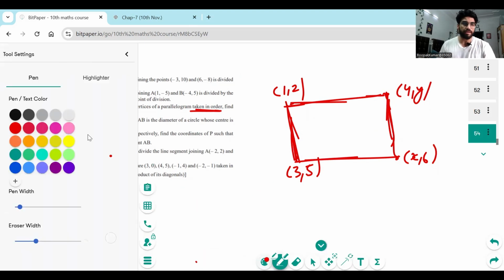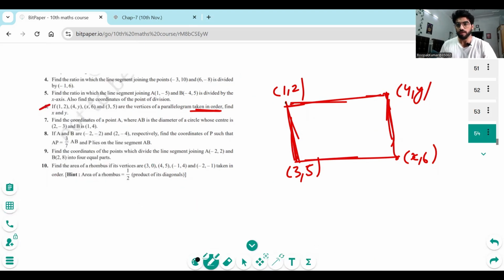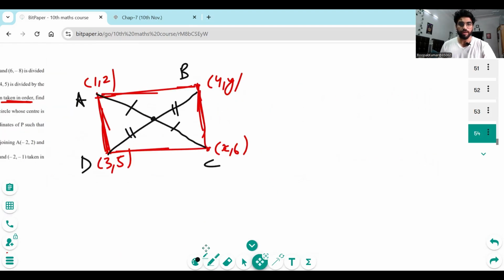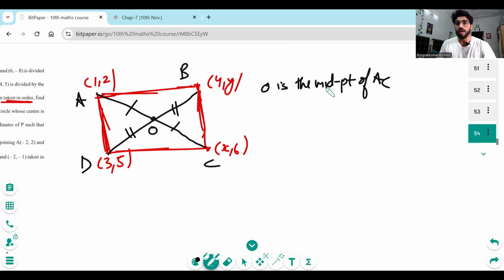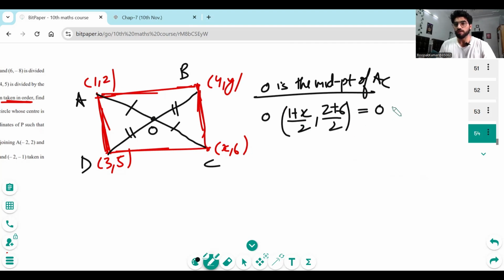So you know that the diagonals of a parallelogram bisect each other. I just told you. Use the midpoint formula. Let's say this is A, this is B, this is C and D. So O is the midpoint of AC. You know this. Then the coordinates of O will be x1 plus x2 by 2, so 1 plus x by 2, and y1 plus y2 by 2, 2 plus 6 by 2, which is 1 plus x by 2 will remain as it is, and 8 by 2 is 4. Now again, O is the midpoint of BD.